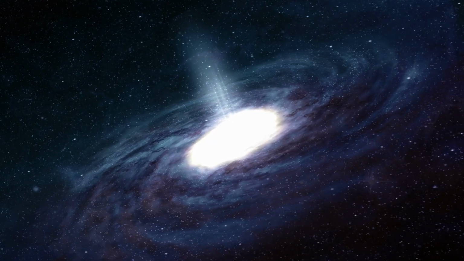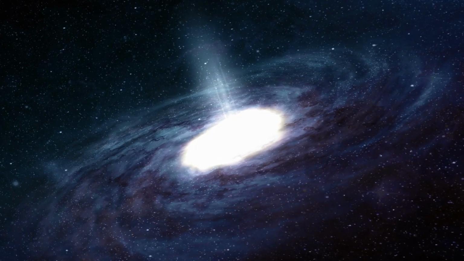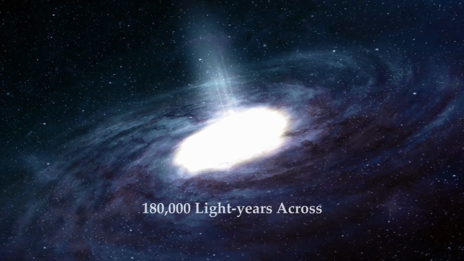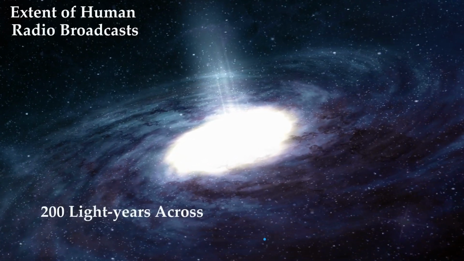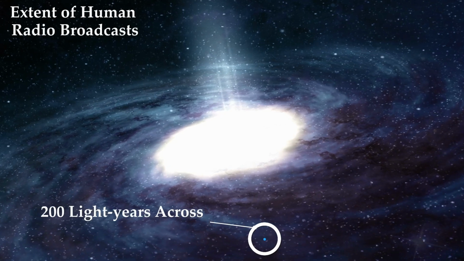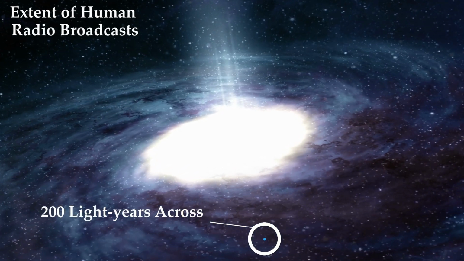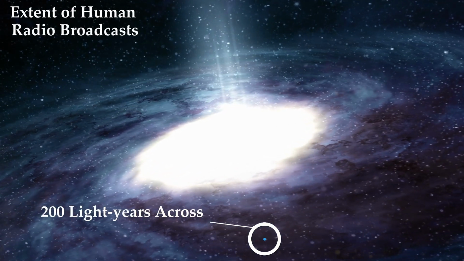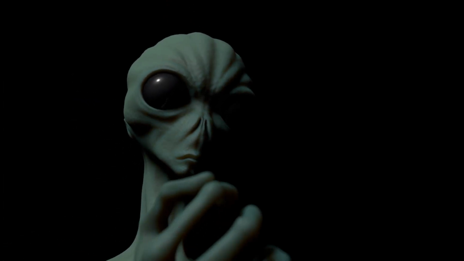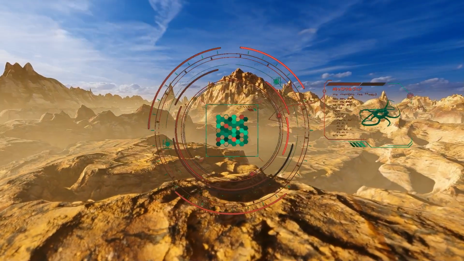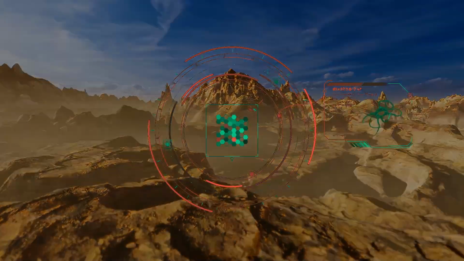To bring it home, here is the Milky Way galaxy, about 180,000 light-years across, and this tiny blue dot 200 light-years across is the extent of our radio broadcasts. So, to say that extraterrestrial life may not exist because we haven't found any signs of it yet would not only be immature, but outright hubris.